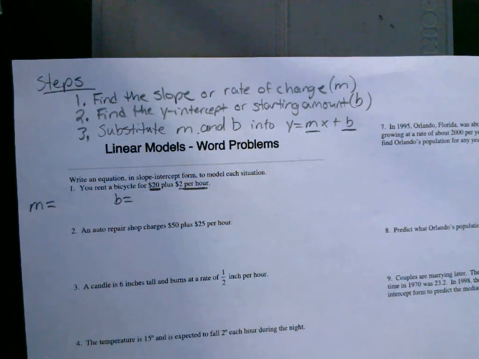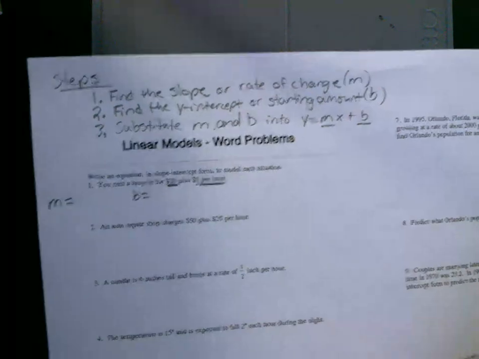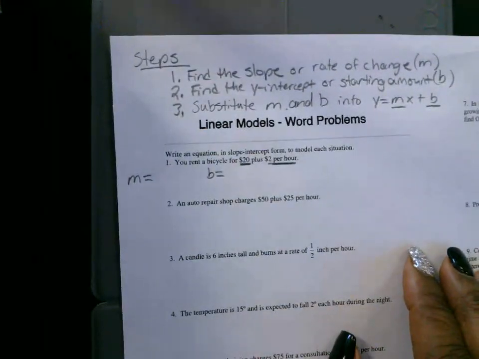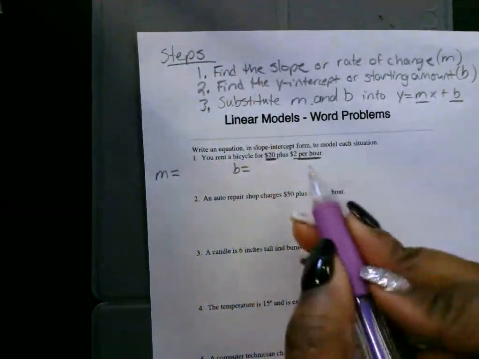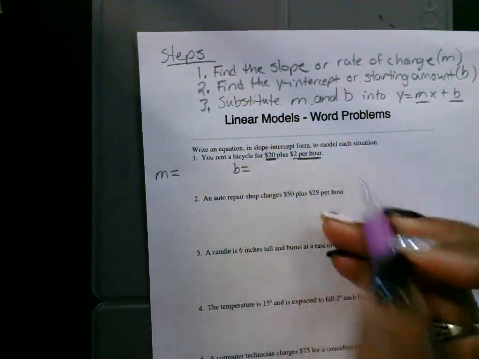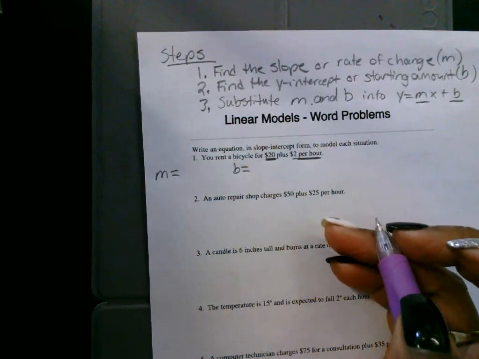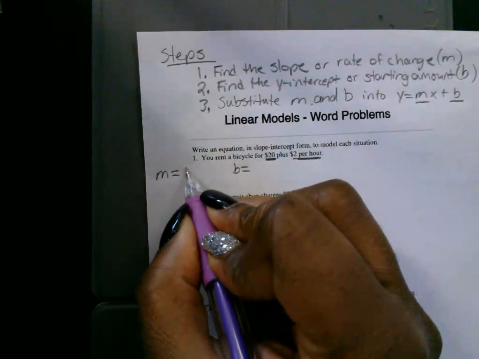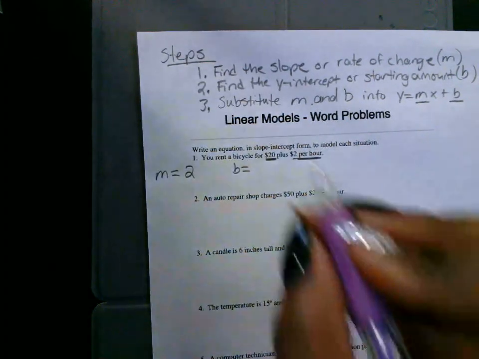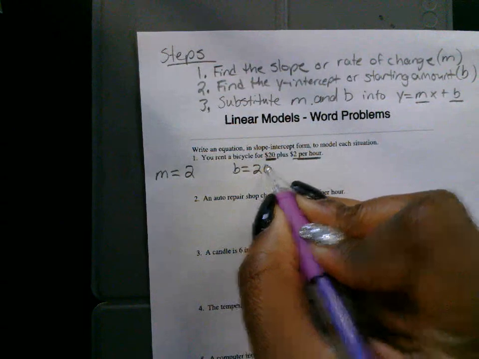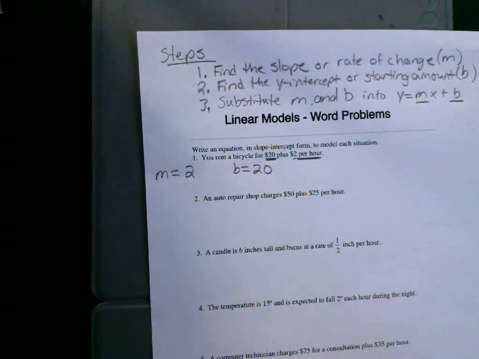Okay, which one is going to be our rate of change? $2. It's $2 per hour. You're getting $2 for every single hour. So positive 2 is my rate of change because it's plus 2 every hour. What's the starting amount? Positive 20. We have to pay that positive $20.